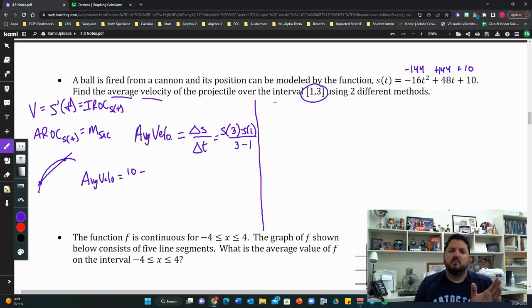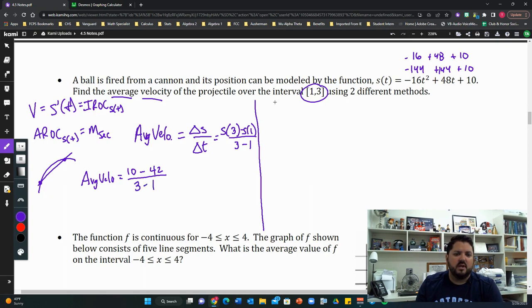So that's the position of the cannonball at the end of the interval. So it must be 10 units above the ground. And then at 1, if I plug 1 in there, I get negative 16 plus 48 plus 10. So 58 minus 16 is 42. So again, what that's saying is the cannonball was fired, and after 1 second, it had a height of 42 feet above the ground. And after 3 seconds, it has a height of 10 feet above the ground. So the cannonball must be on average going down during this interval.